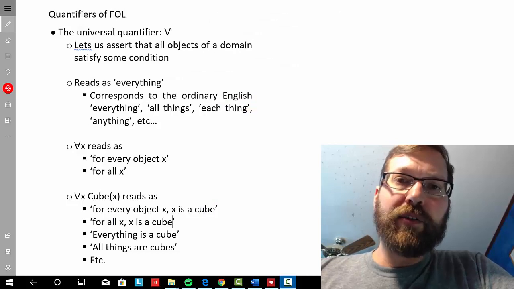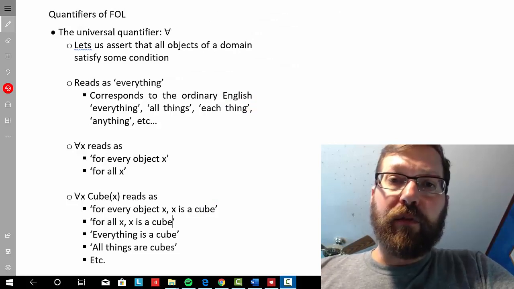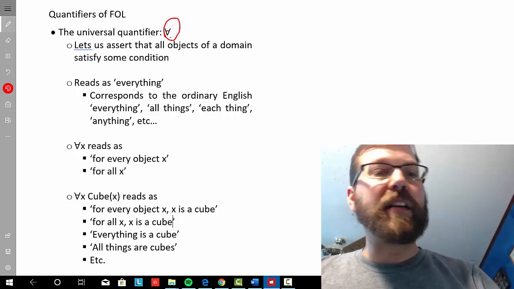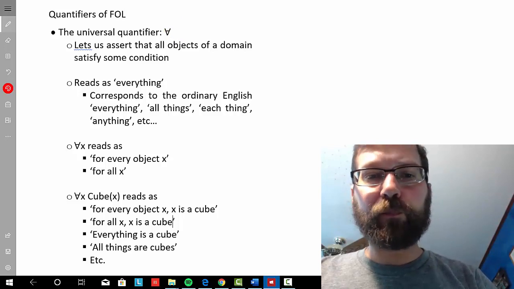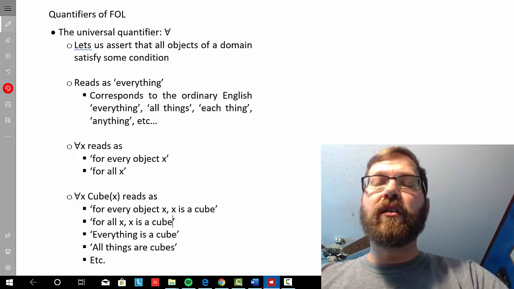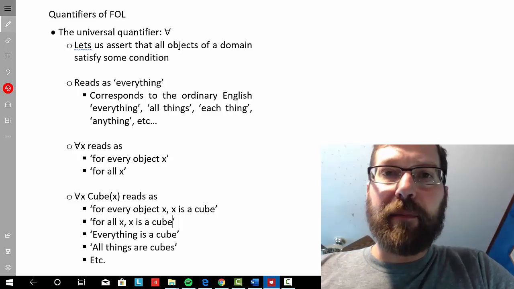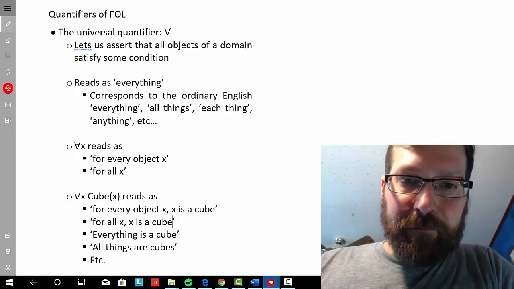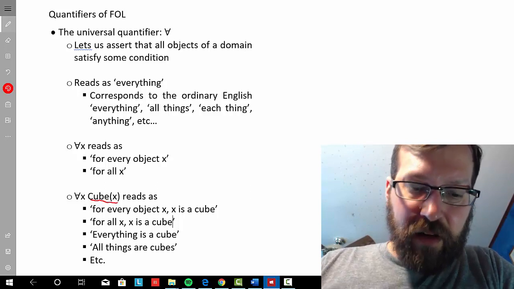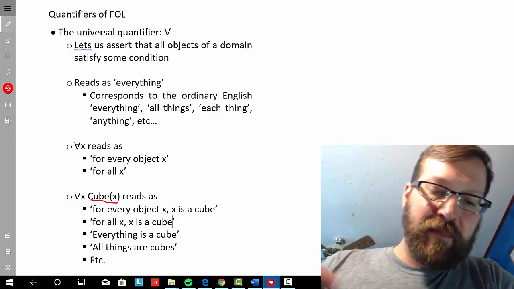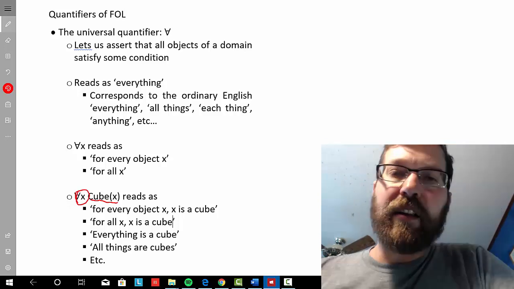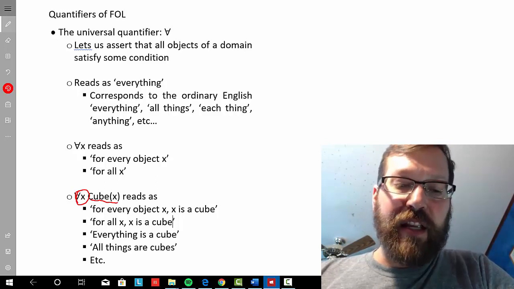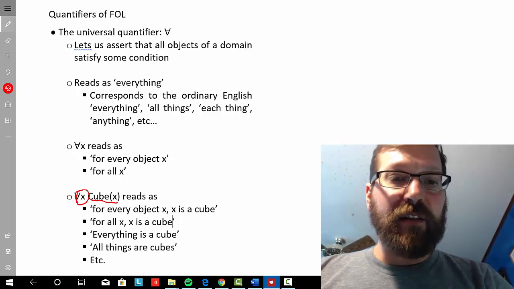All right, we're going to have two quantifiers in FOL. We're going to have the universal quantifier, and the symbol for the universal quantifier is that upside down A that I just circled. And what it does is it lets us assert that all objects of a domain satisfy some condition. So for instance, looking down here, the condition would be x is a cube, and this is saying that every object in the domain of discourse that we're talking about satisfies the condition of being a cube.